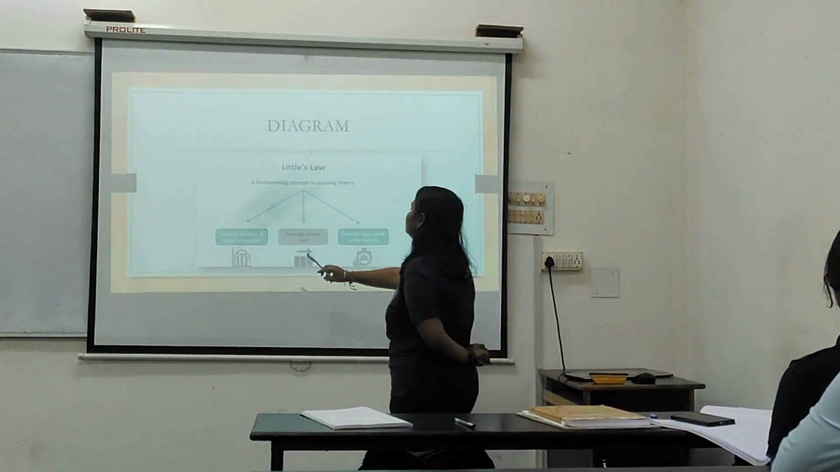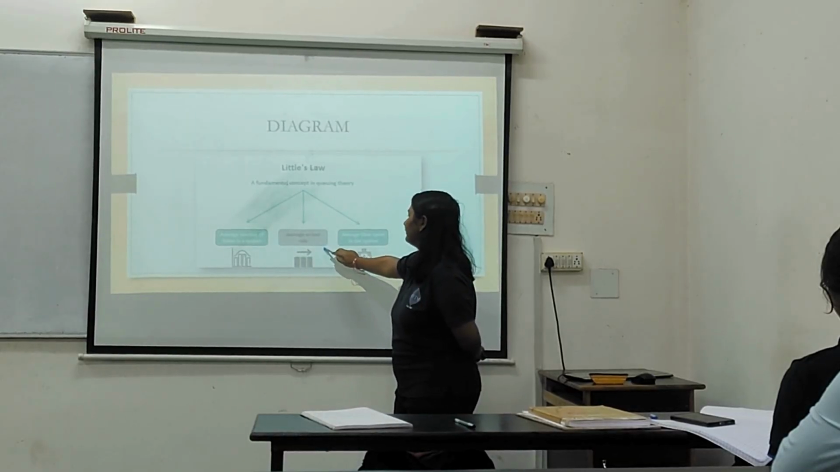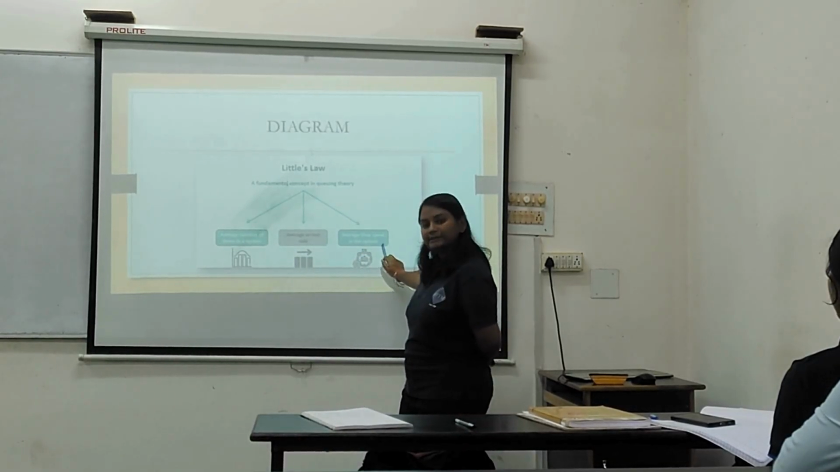This diagram shows the average number of items in a system, then the average arrival rate, and the average time spent in the system.